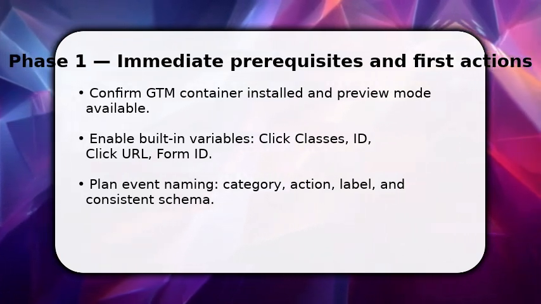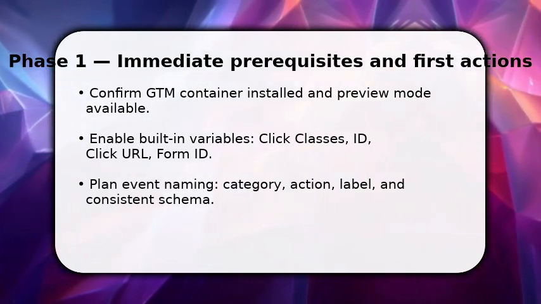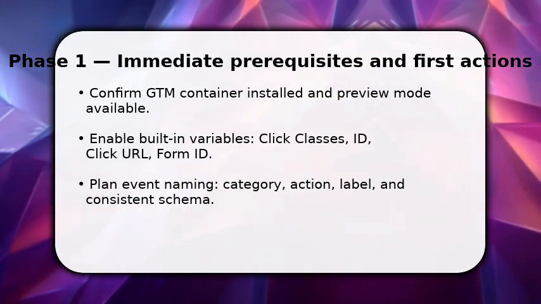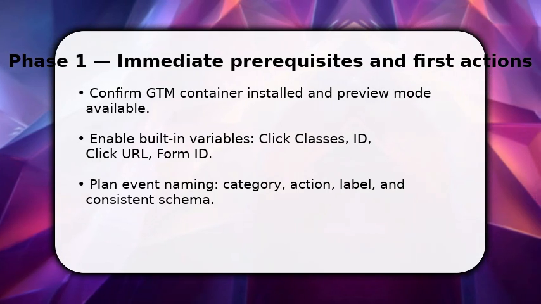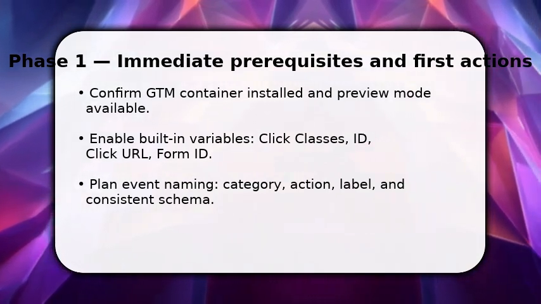Once done, create a new tag of type Google Analytics 4 event or Universal Analytics, depending on your setup, and populate event name fields. Make sure to choose a trigger now. We'll build that next, and keep naming consistent so analytics stays clean.